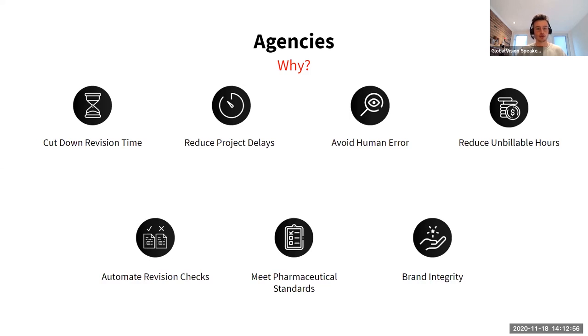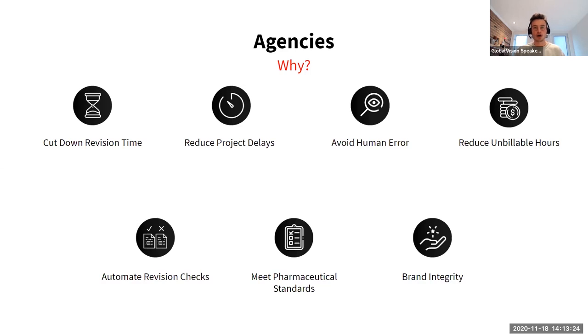Finally, we have automating the revision checks, which is pretty obvious. So what you'll get to do is that instead of manually comparing a first revision to a second revision, you could do that automatically. Another reason why you want to streamline your process and automate your proofreading tasks is to meet pharmaceutical standards, right? I should say right now, there's a big trend where many agencies are doing a lot of work for medical companies. So make sure that we're meeting their standards, which are the FDA standards, essentially.